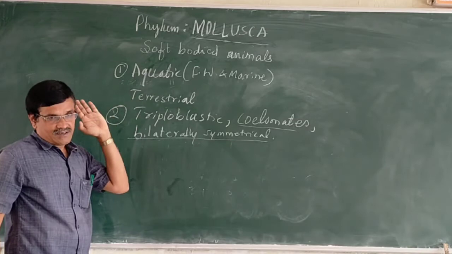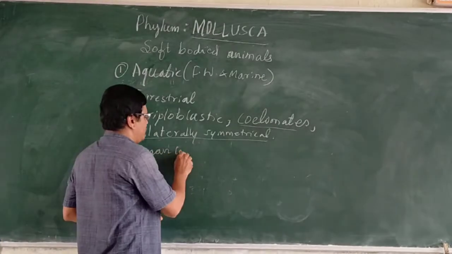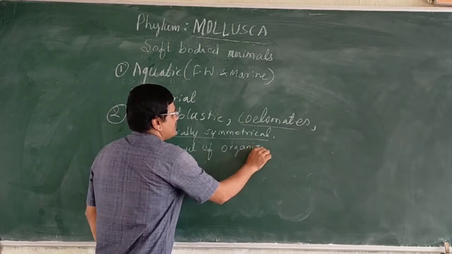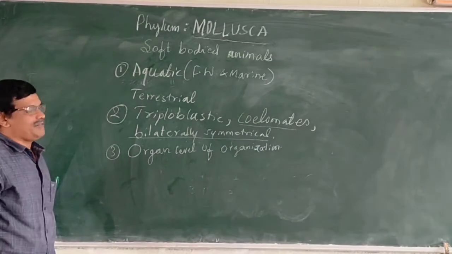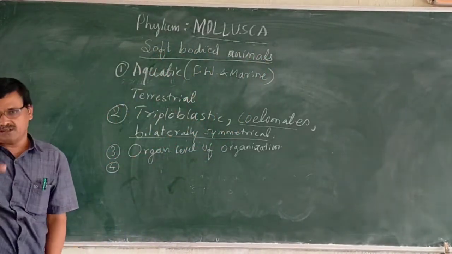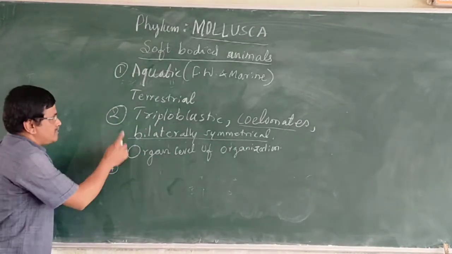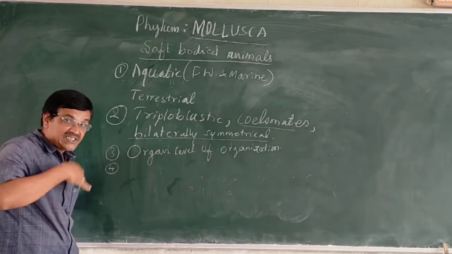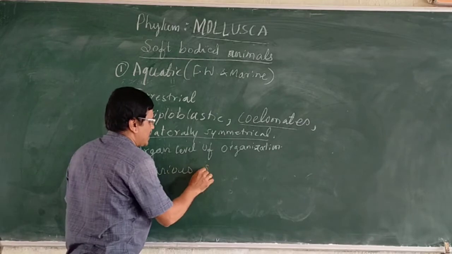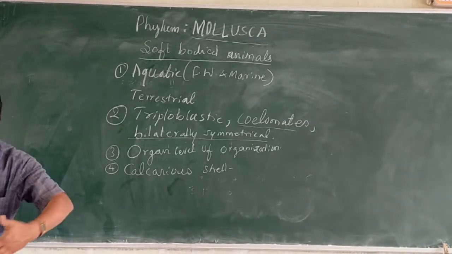Molluscans exhibit the organ level of body organization. As I already mentioned, the body is soft, and it is externally covered by a shell. In most molluscans, the body is externally covered by a calcareous shell.